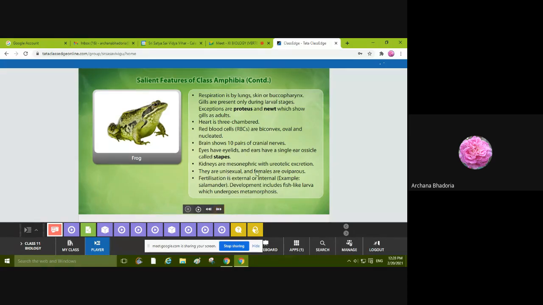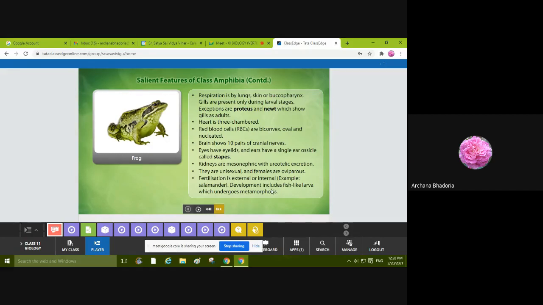Then kidneys are mesonephric with ureotelic excretion. They are unisexual and females are oviparous. This is important. Oviparous means that they lay eggs. Fertilization is external or internal, and development will be direct or indirect.